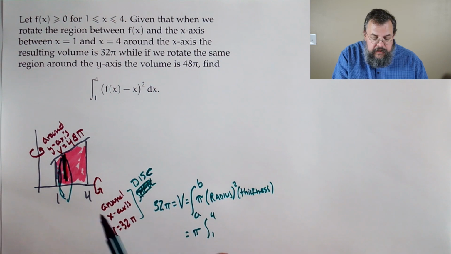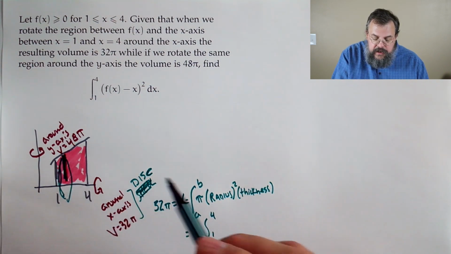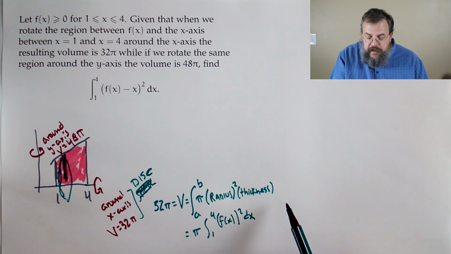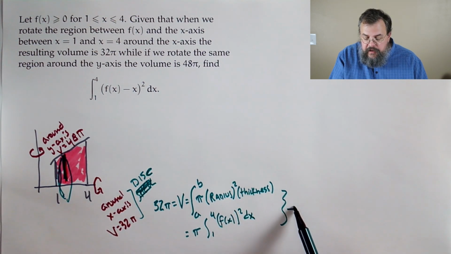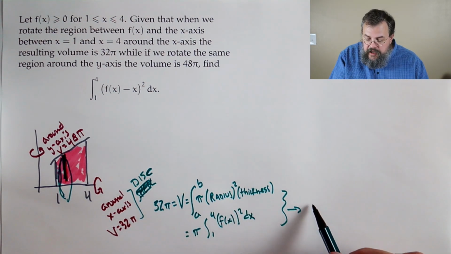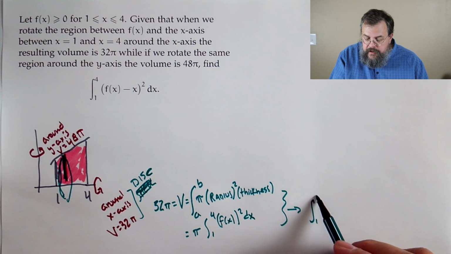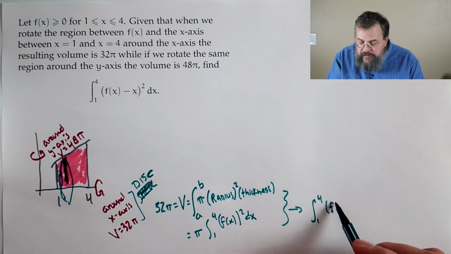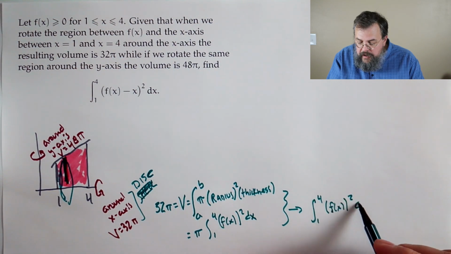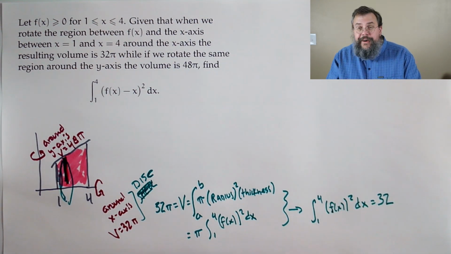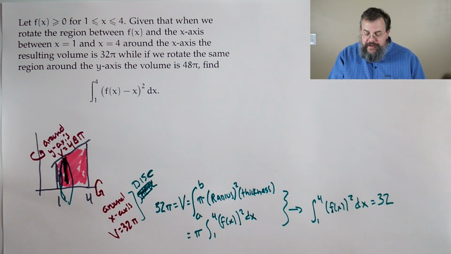And then our radius is the height of the function. So that would be f of x quantity squared dx. Now, what that really tells us, because I can cancel the pi's here, is that the integral from 1 to 4 of the value f of x squared is equal to 32. All right, good to keep that in mind.